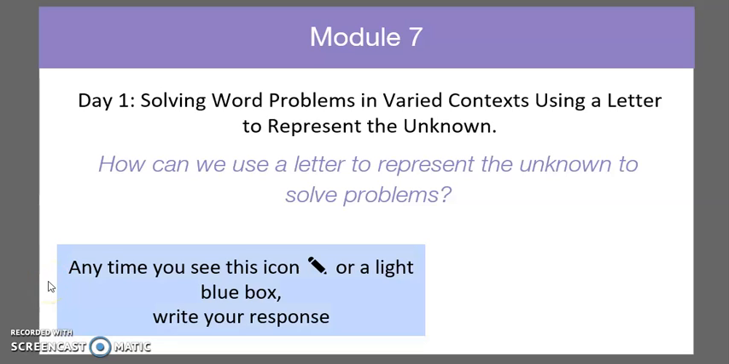Welcome. My name is Mr. Sunarine, and in today's lesson we're going to be looking at how we can use a letter to represent the unknown to solve problems. Before we get into today's lesson, I'm going to provide some guidance around how we can interpret and read math word problems.